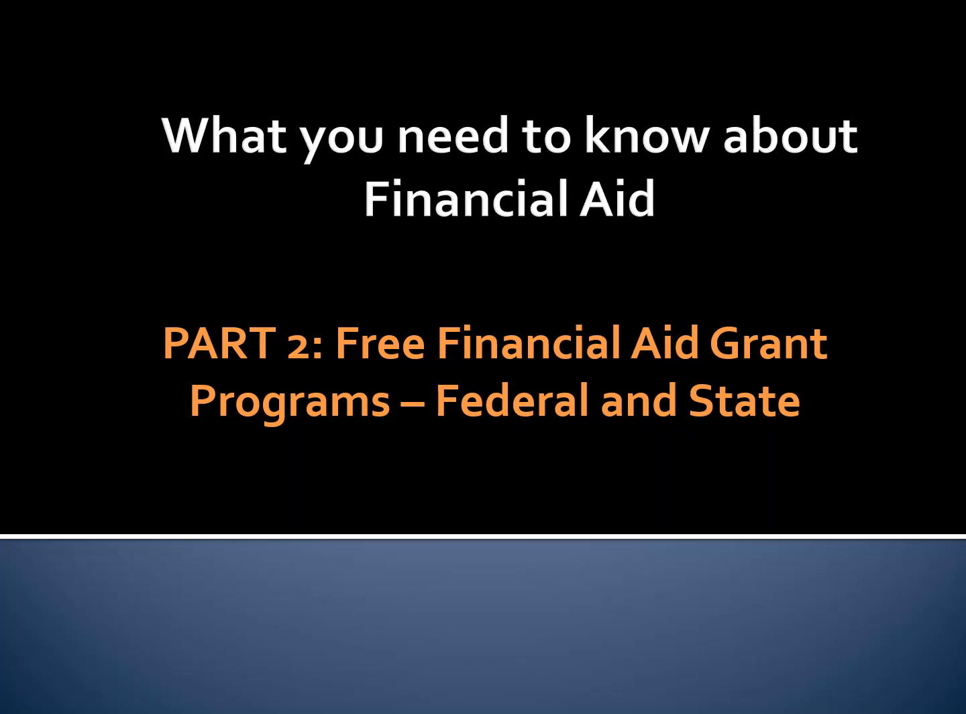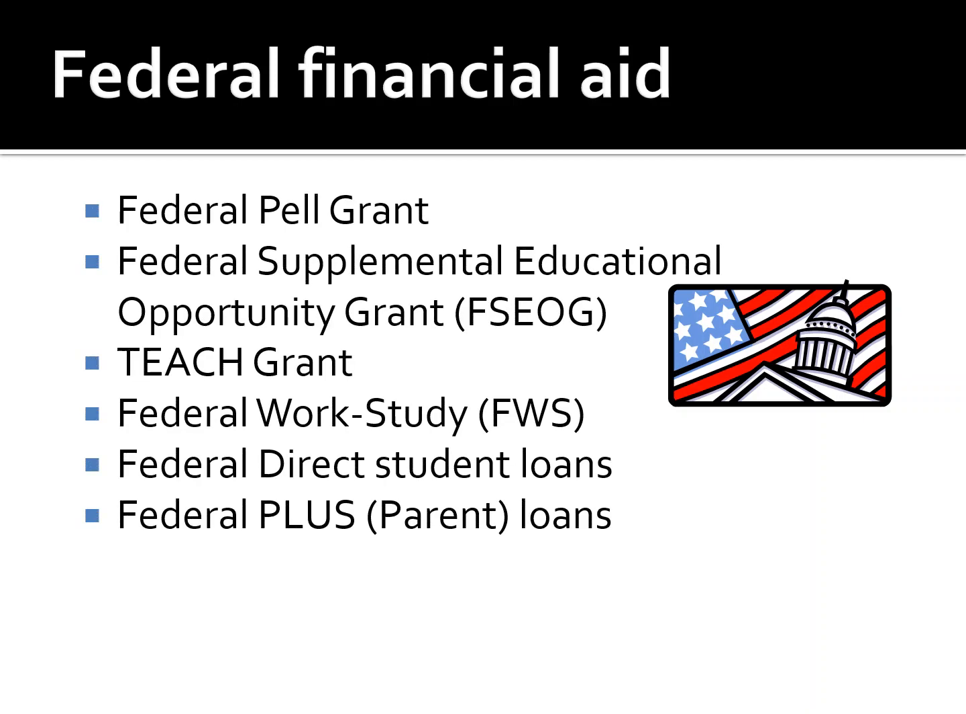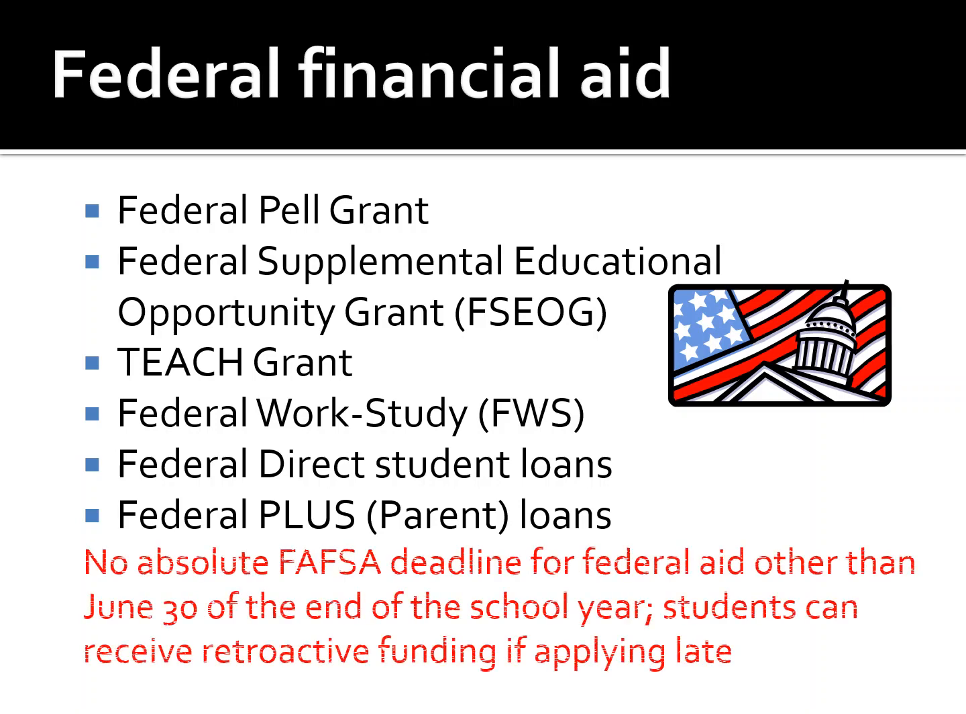Part 2 of what you need to know about financial aid. So in this section, we'll be speaking about free financial aid grant programs, federal and state. Federal financial aid comes in different forms, such as the federal Pell Grant, federal Supplemental Educational Opportunity Grant, the TEACH Grant, federal Work Study, direct student loans, as well as federal PLUS or parent loans. So we'll be speaking about these in this section.